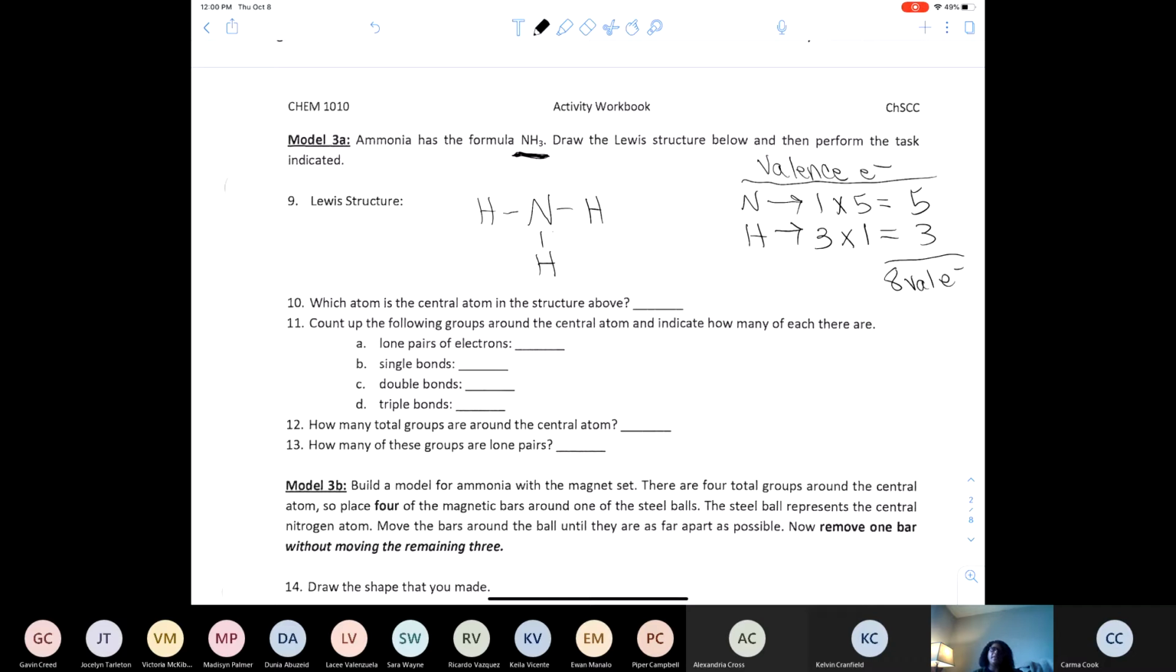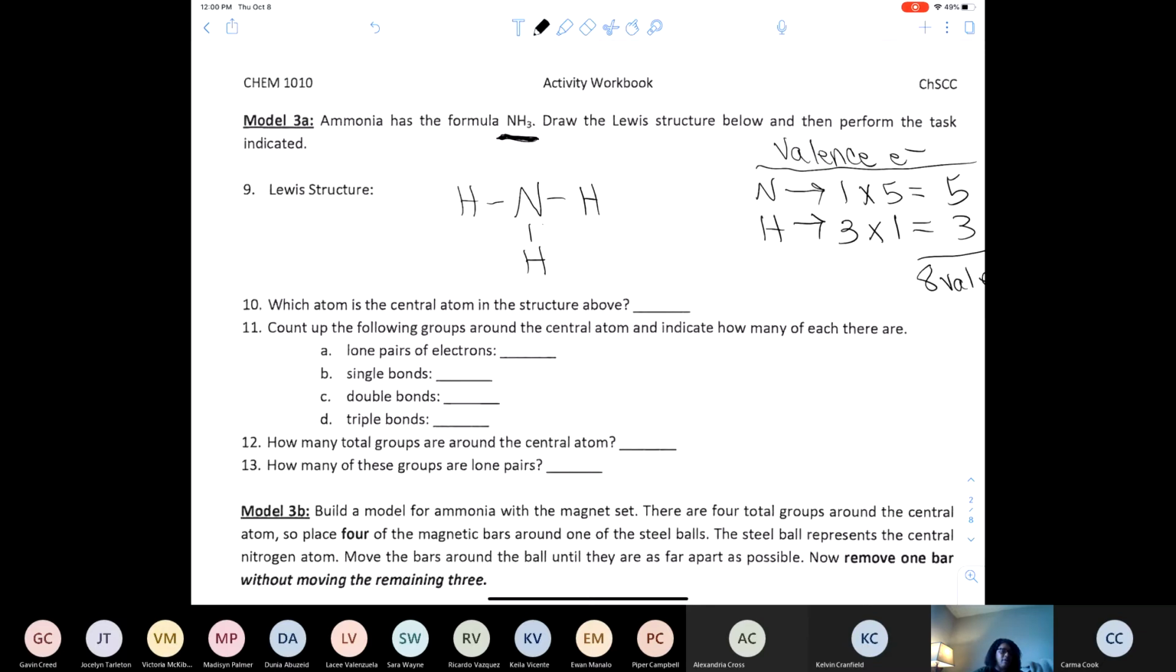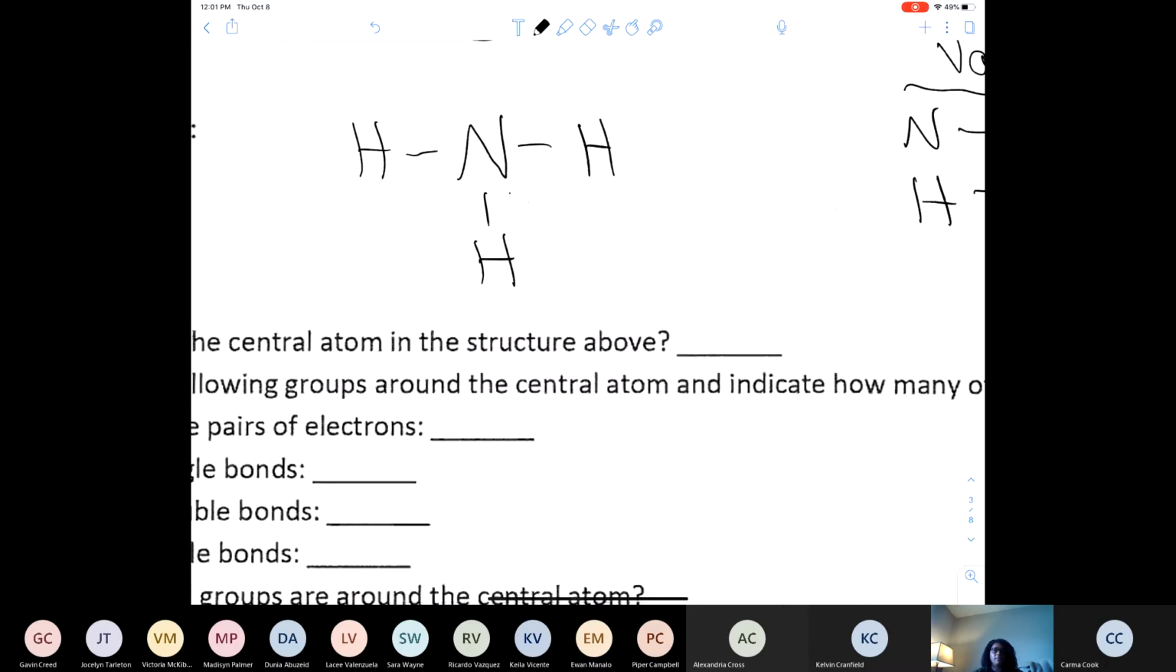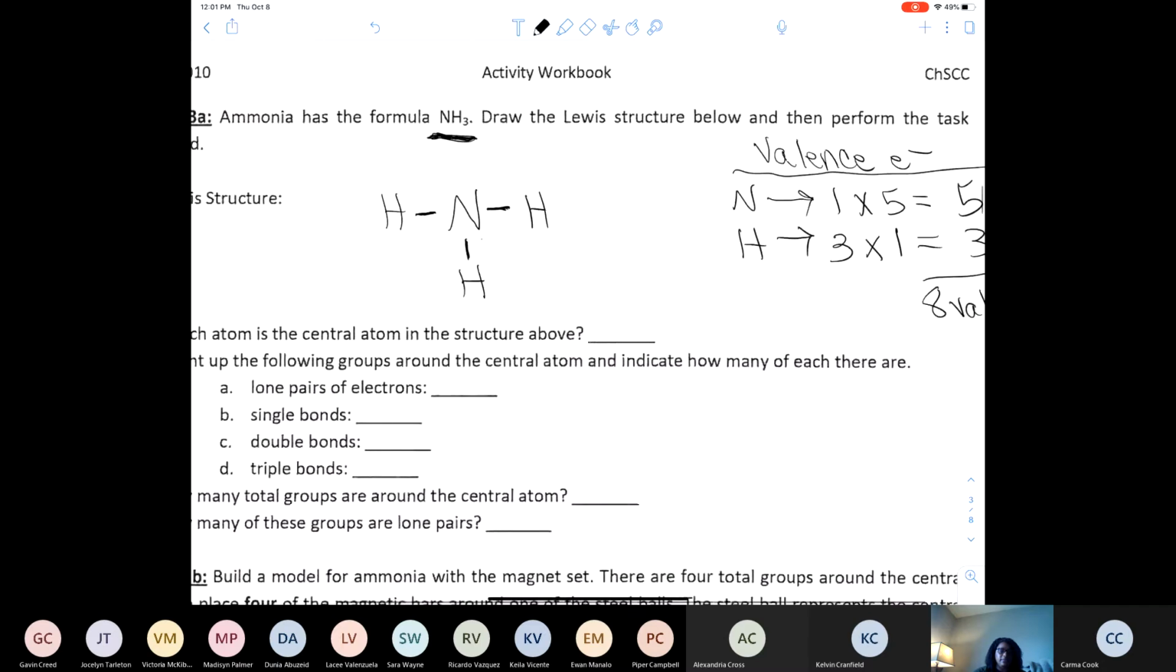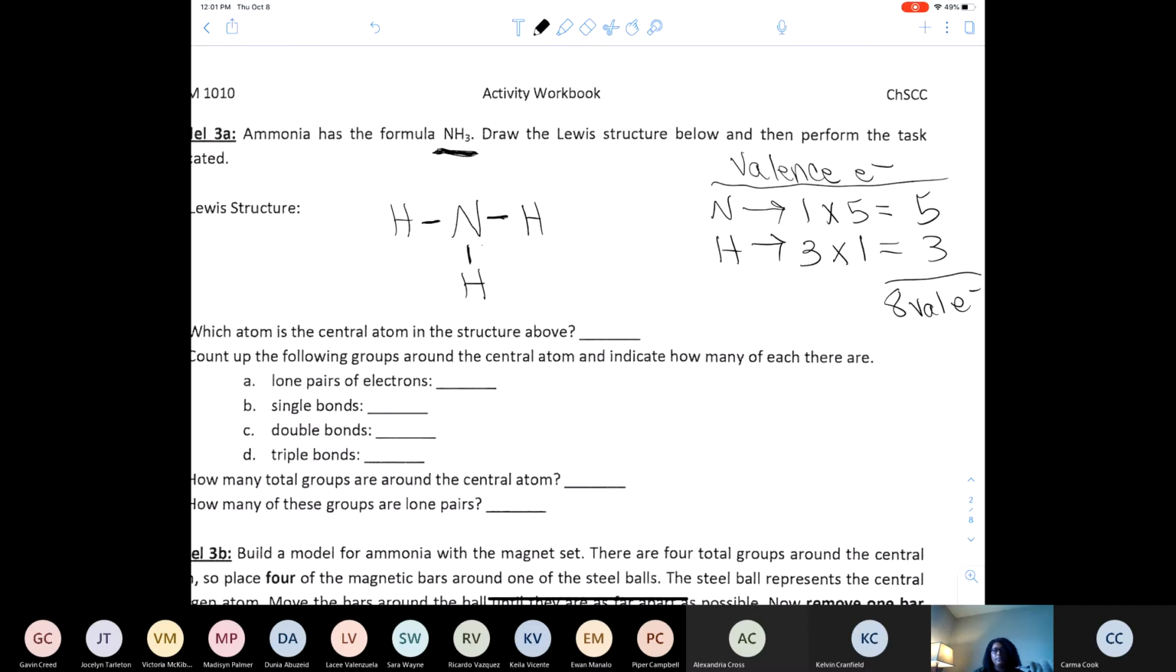So is my Lewis structure complete and finished the way it is? How many valence electrons are in my structure right now? 6. Thank you, Sarah. 2, 4, 6. So is my Lewis structure correct the way it is? No. Right, because I need 8 valence electrons. I only have put in 6. So how many do I have left to put in?